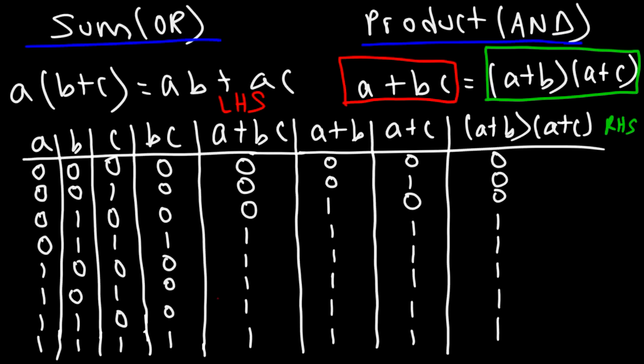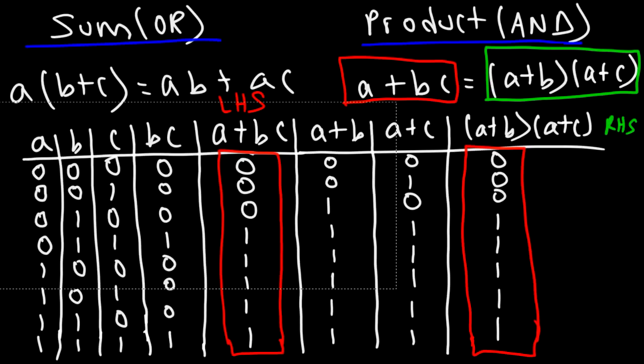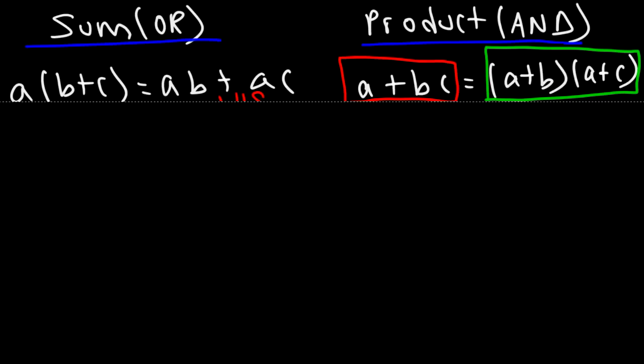Now our next step is to compare these two columns. Are they the same? And we can clearly see that they are, which means mathematically in Boolean algebra, this expression is correct. And so that's how you can prove a mathematical statement in Boolean algebra using a truth table. Now we can also prove it algebraically.